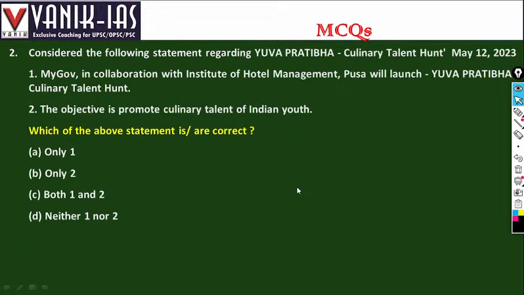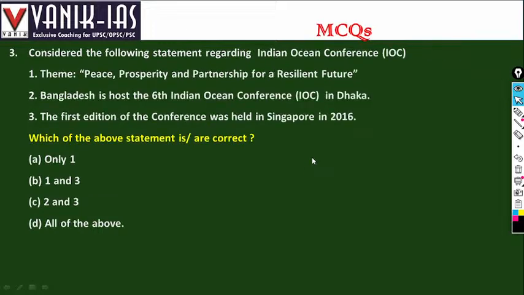Which of the following statements regarding the Yuva Pratibha Culinary Talent Hunt, May 2023? The government, in collaboration with the Institute of Hotel Management, Pusa, will launch the Yuva Pratibha Culinary Talent Hunt. The objective is to promote culinary talent in the Indian youth. So both 1 and 2 are correct in this question. Millet is being given emphasis in this particular event, to see who can prepare how many menus using millets, because 2023 is the International Year of Millets.